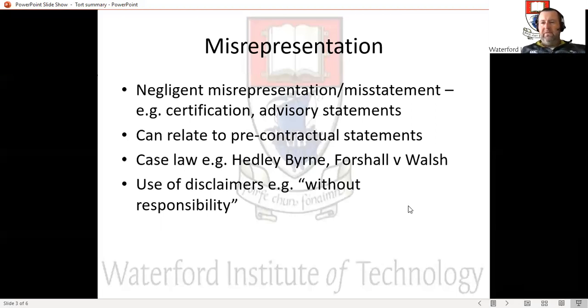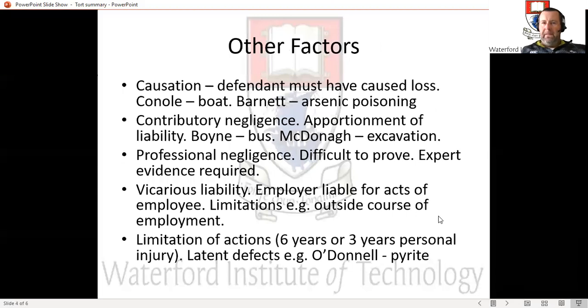So anyone involved in any kind of profession, be it solicitor, accountant, quantity surveyor, architect and so on, needs to be very, very careful about advice and advisory statements that they give or anything that they certify. And there are a few other factors I'd mention around negligence. And again, you can read around these in your course notes.